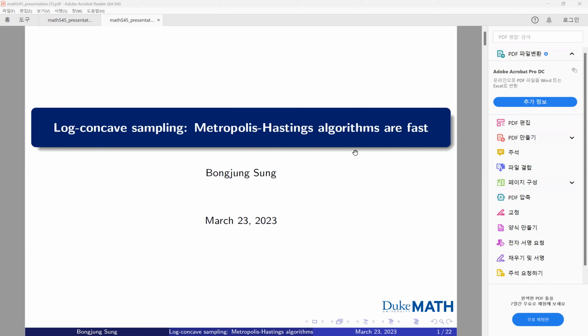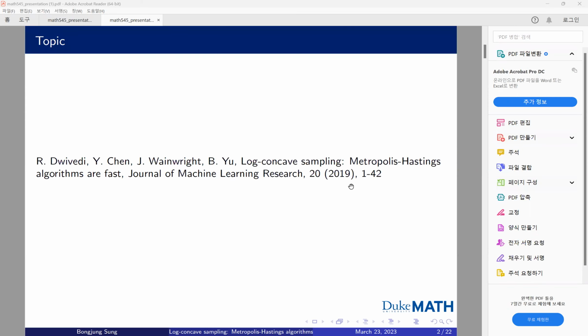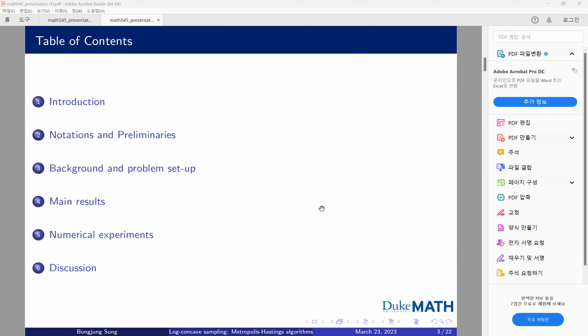Yeah, I'm going to give a presentation about log-concave sampling. In this presentation, I will review the paper by Dwivedi et al., named "Log-Concave Sampling: Metropolis-Hastings Is Best." This paper established results for mixing time bounds for Metropolis-Hastings algorithms for log-concave sampling, and we introduce the main results in this paper. This is the outline of this paper.